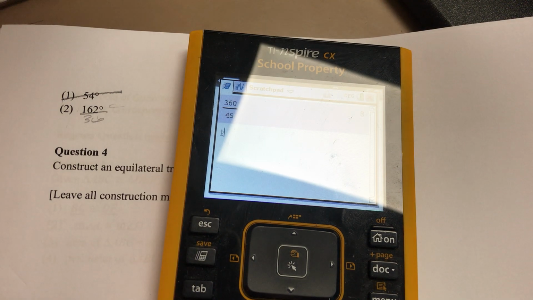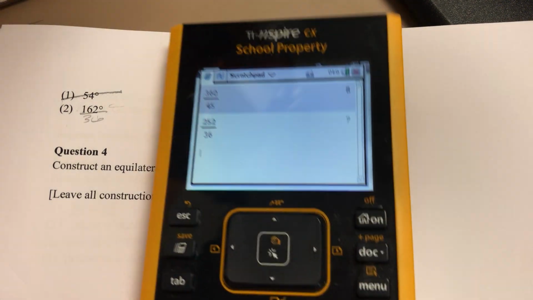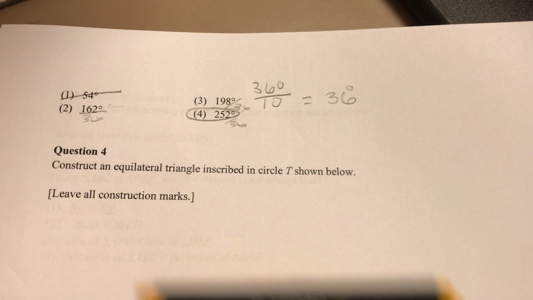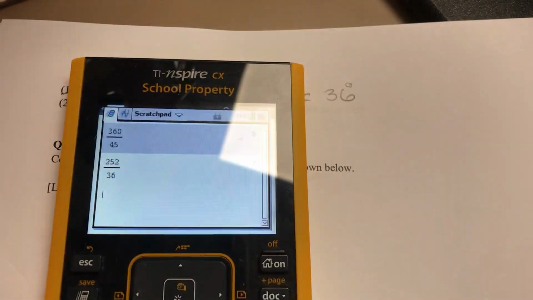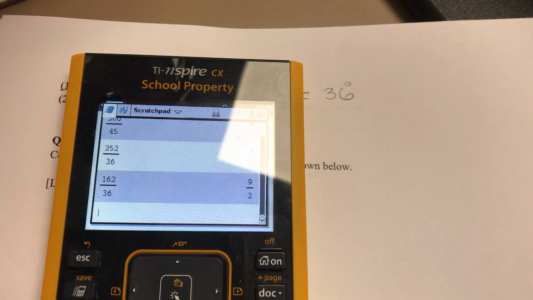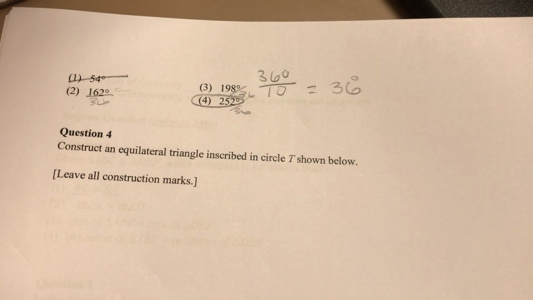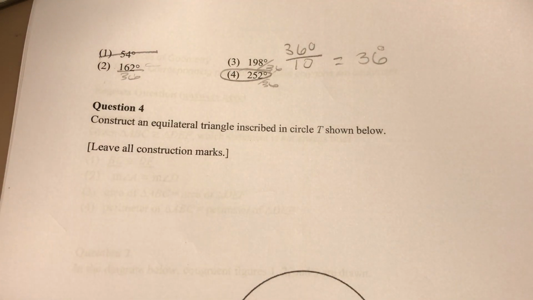So if you go through here, 252 divided by 36 is 7. That means that that's a good answer. So it's 252 degrees. Versus, just to show you, 162 divided by 36 is a fraction. It's not an integer. And that's how you know that that is not the correct answer.